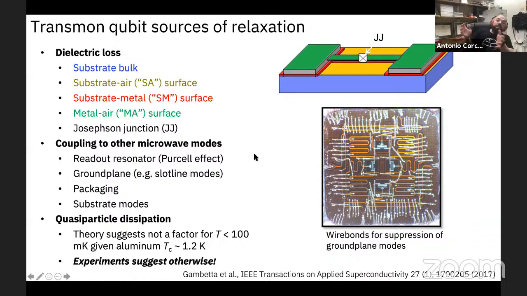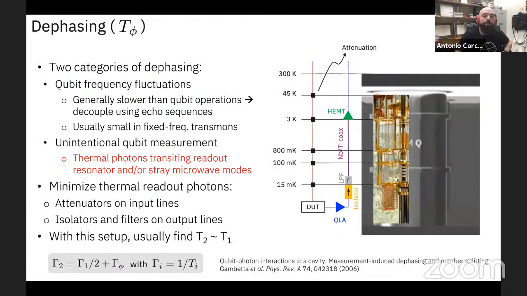And then finally, there is this quasi-particle dissipation, where you have radiation coming from the environment at some elevated temperature, let's say a Kelvin or so, whereas our qubits operate at tens of millikelvin, and that radiation can break a Cooper pair, and then those quasi-particles can dissipate energy and take it away from the qubit. We normally wouldn't be worried about these quasi-particles because of the temperature, but as I'm saying, there is this aspect of radiation that might trigger the creation of quasi-particles. So we need to be careful about radiation for our qubits.